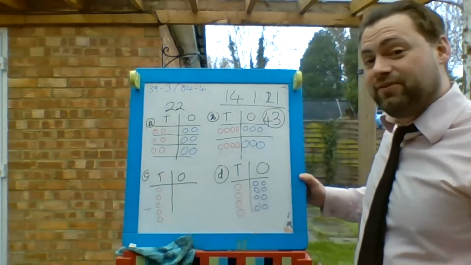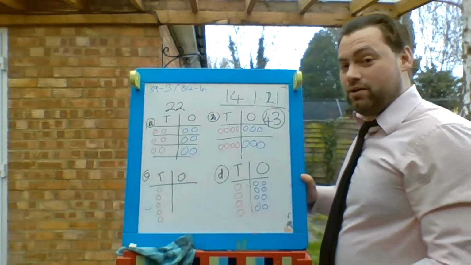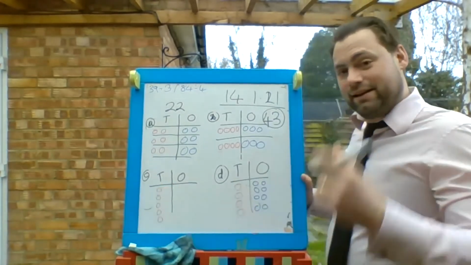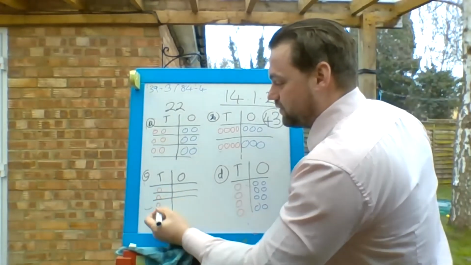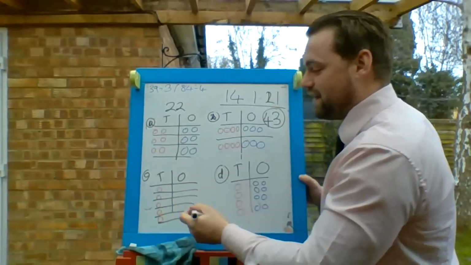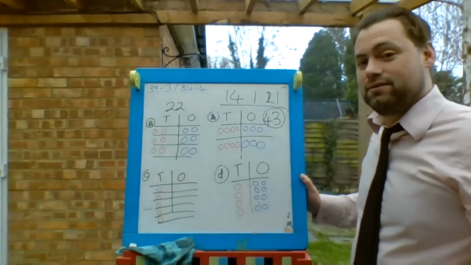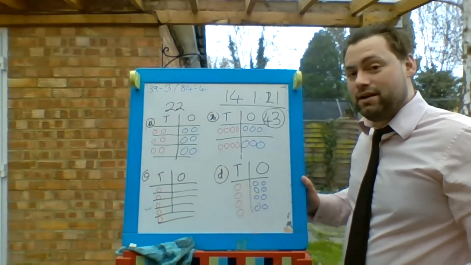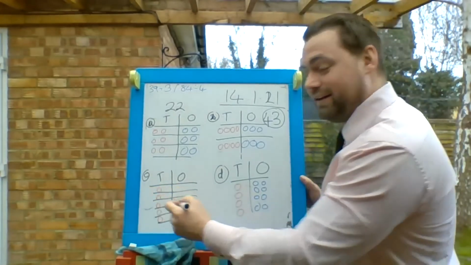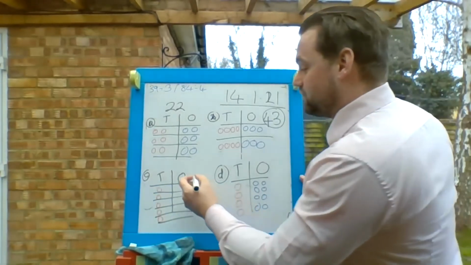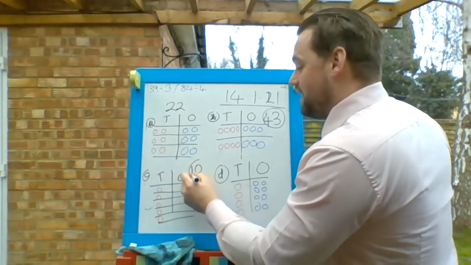Then this question, it was 50 divided by 5. So we split our 10s into 5 groups. So each group got a 10. However, there are no 1s, so our 1s column is blank. So how many are in each group? We've got 1 10 in each group. So 50 divided by 5 is equal to 10.